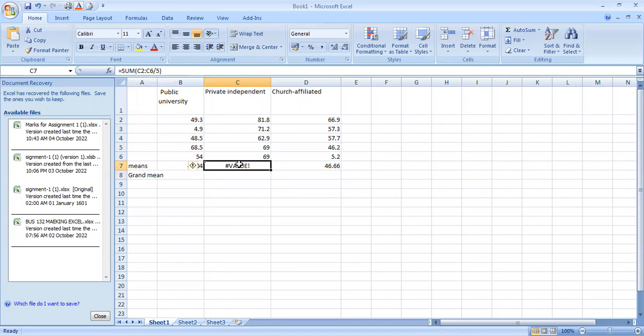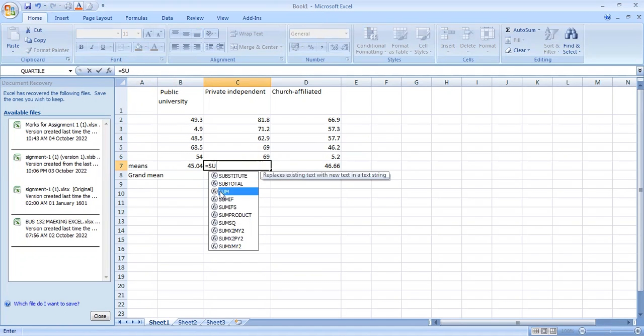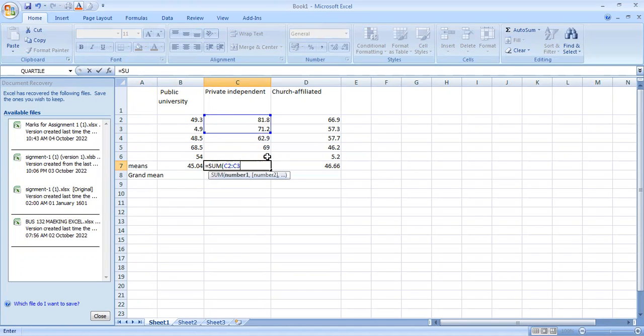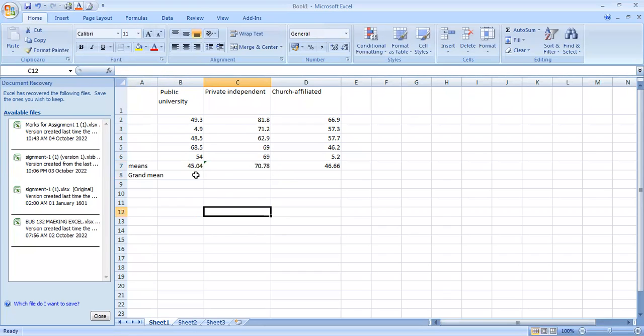Oh, because we applied the values already, so it's not gonna allow us. But basically, that's what you need to do, you can just add it up and divide by the total number. Let me try again. Okay, so I want to divide this by 5. Yeah, you see, it's the same value.